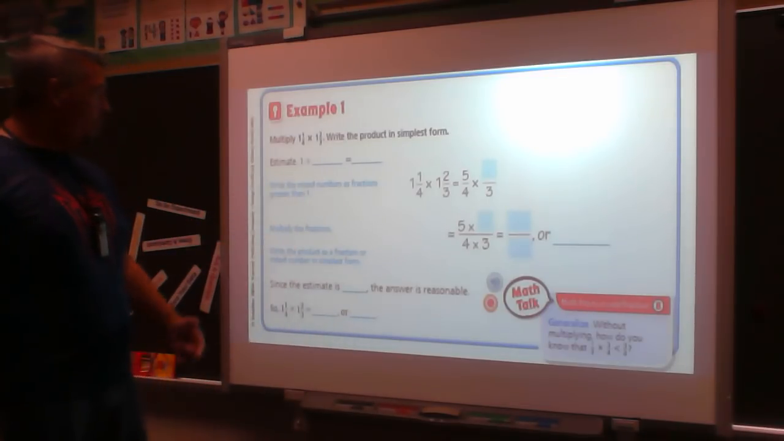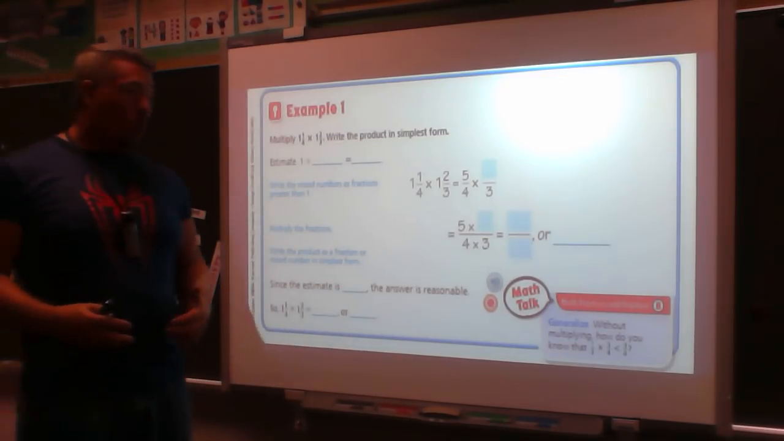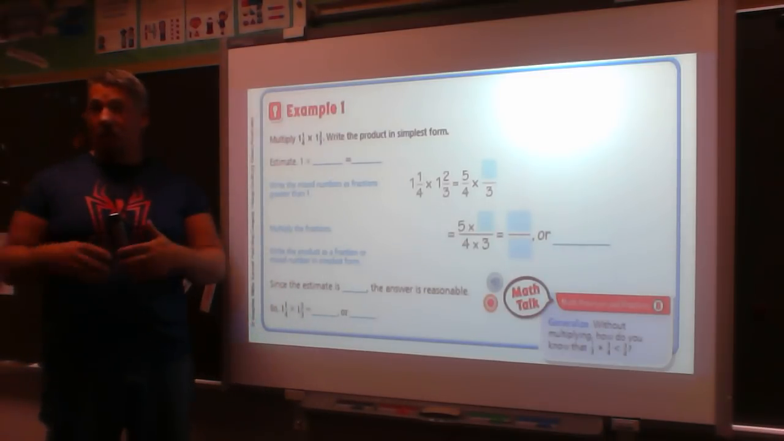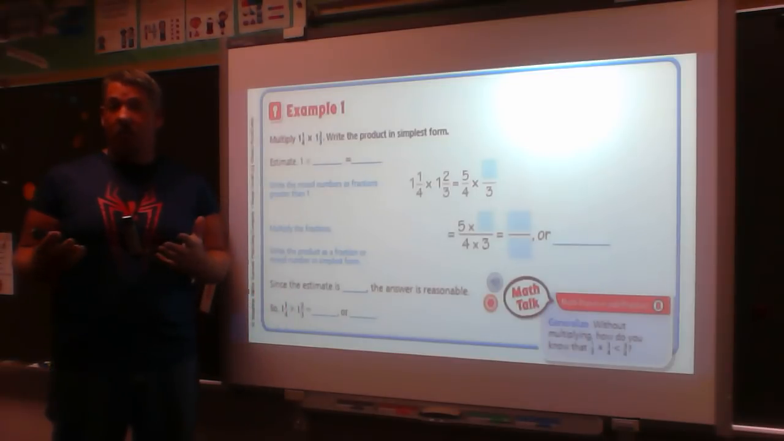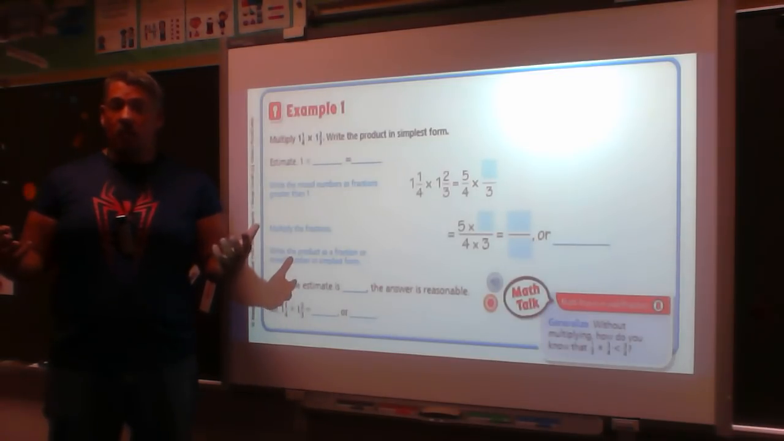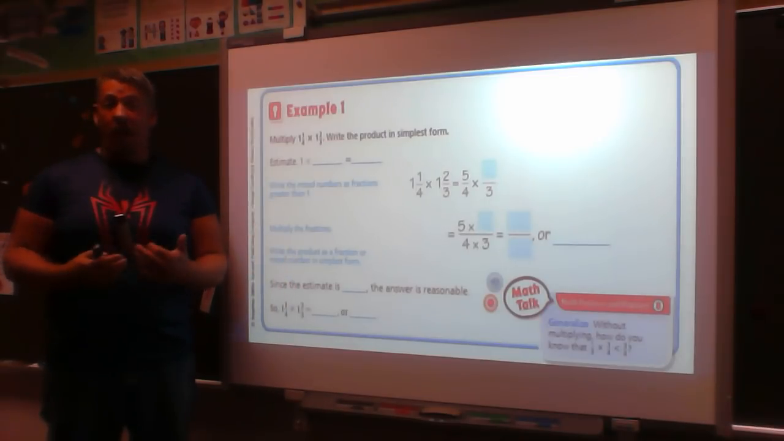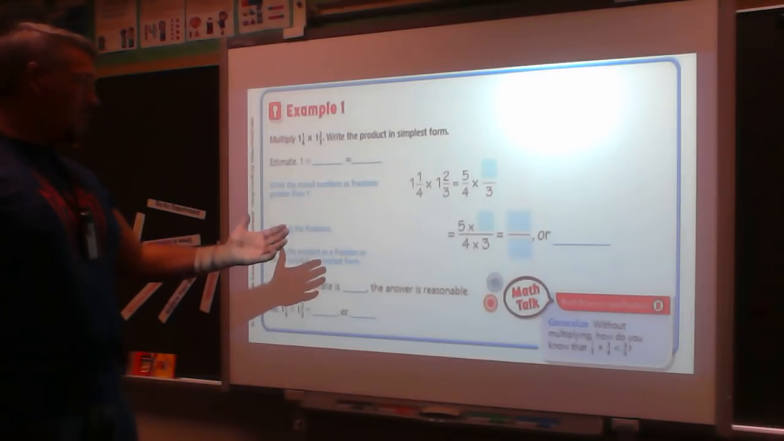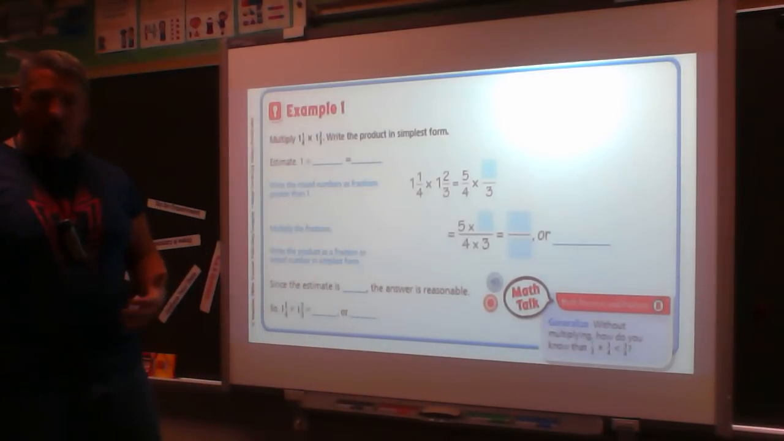Multiply 1 1/4 times 1 2/3. Write the product in simplest form. So I may have to convert it into a mixed number, change it from an improper fraction, or I may have to reduce it. Simplest form, I may have to do both. So the first thing is, I cannot use these in a math problem, so I have to go through those steps.